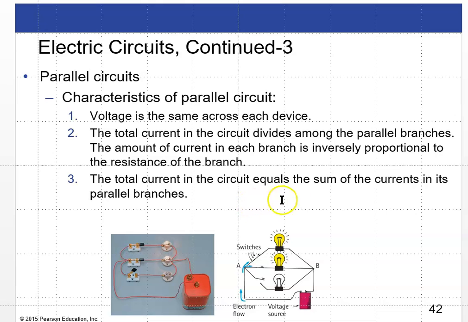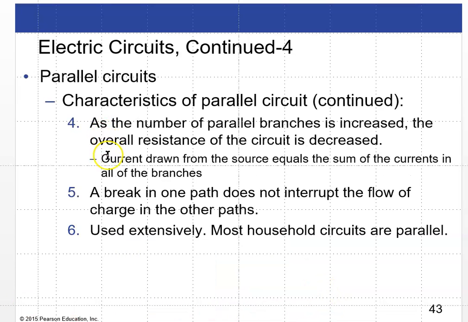The total current in the circuit will equal the sum of the currents in the parallel branches. So this has 1 amp, this has 2 amps, and that has 3 amps. Okay, obviously that's when the switch is closed, not open. 1 plus 2 plus 3 gives you 6 amps in here. Now, in a parallel circuit, as the number of parallel branches is increased, the overall resistance of the circuit decreases. You have more paths for the current to flow, and more paths equals less resistance. It's sort of like having extra lanes on the freeway. Current drawn from the source will equal the sum of the currents in all of the branches put together.